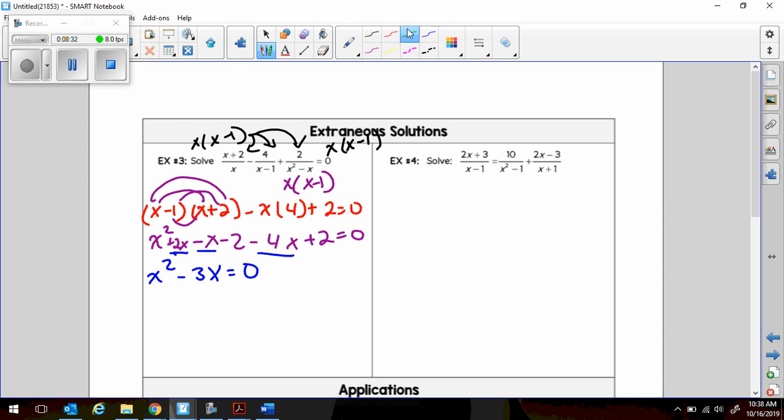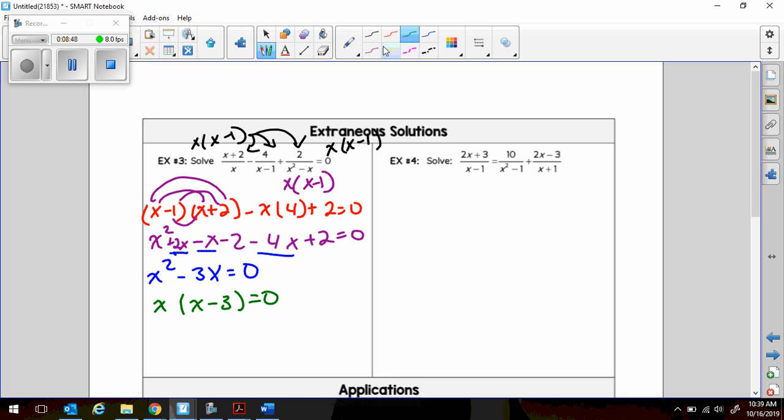This is actually easier for me to factor because I cannot break it up into two binomials. I don't have a last term, so I can just factor out an x. They have a like term, they have an x and an x, so I factor out an x. I'm left with x minus 3.